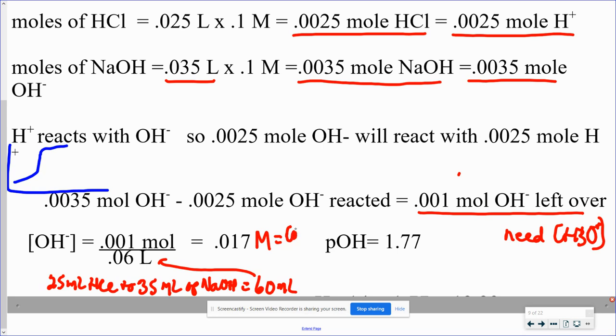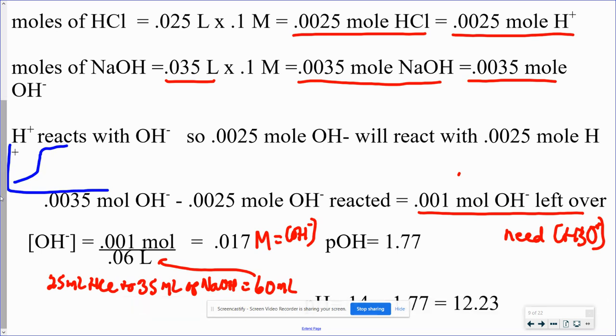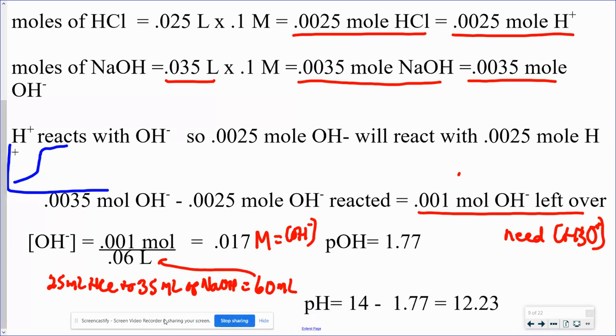So the moles of OH- left over divided by its liters gives me my new concentration of OH-. So minus the log of that gives me a pOH of 1.77. Okay, so my pH then will be found by subtracting that from 14. So my pH has jumped all the way up to 12.23. Okay, so it'd be way up in the base because I had excess base.